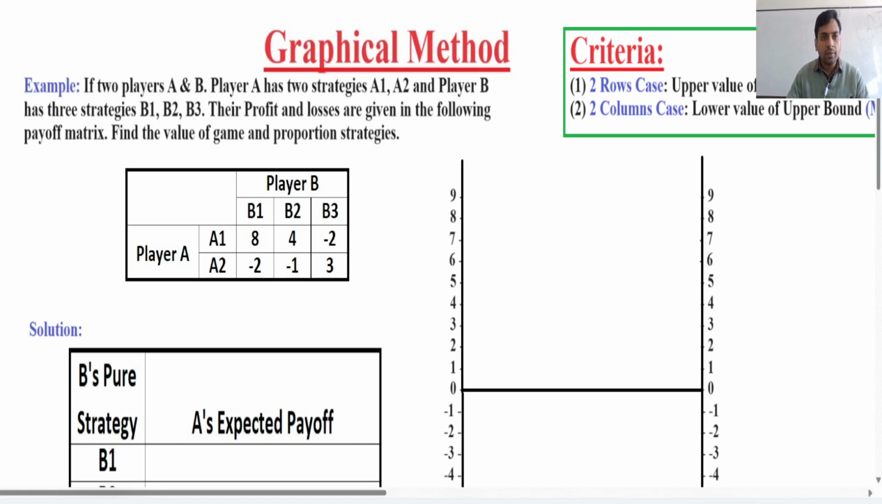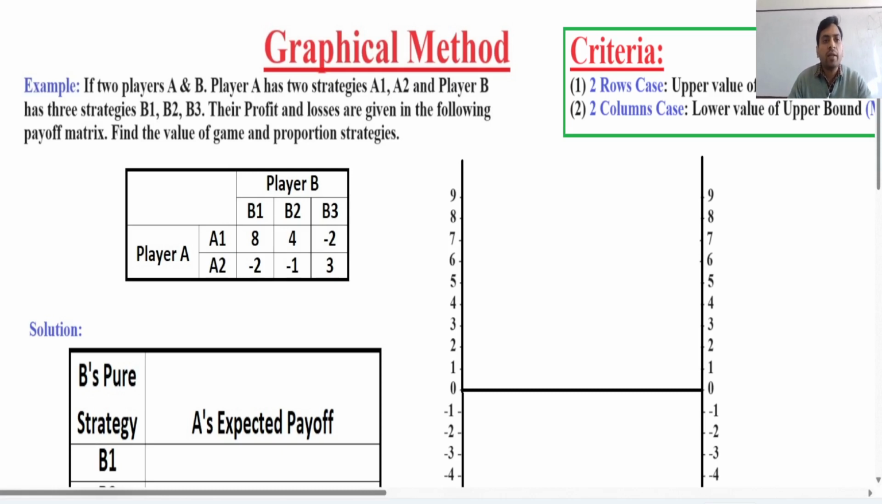So we have one problem associated with the graphical method, and in this problem we have two players A and B. Player A has two strategies and player B has three strategies B1, B2, B3, and their profits and losses are given in the following payoff matrix, and we need to find the value of the game and the proportion of strategies. So first we will see when we can apply the graphical method.